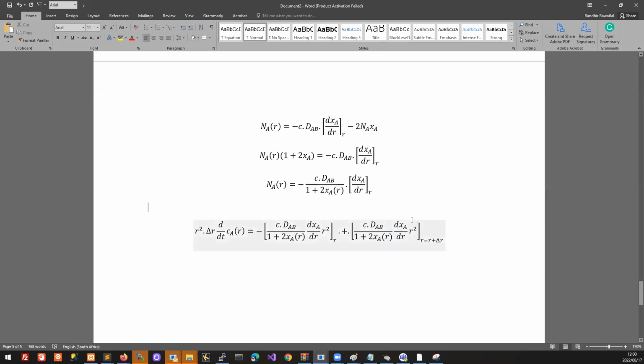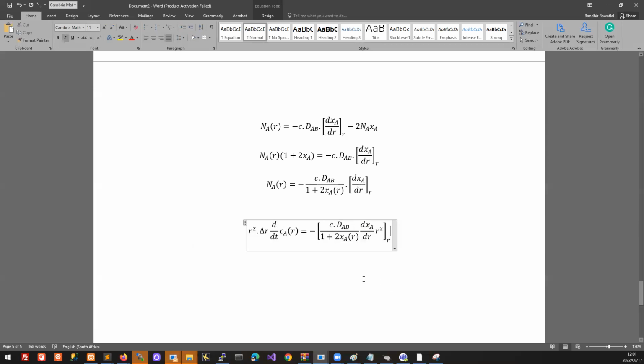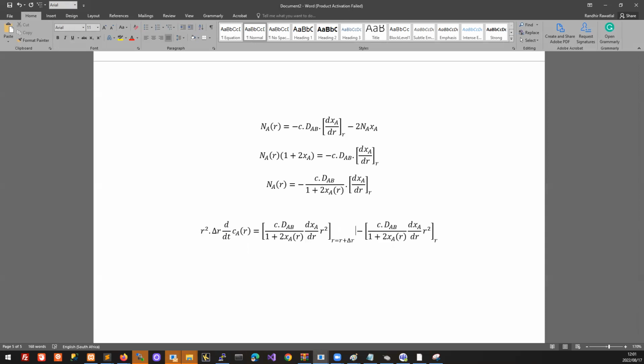You can't cancel these R squareds because all of this is a function of R plus delta R. So this is still R plus delta R squared. You can't cancel this with this R squared and this R squared. So you have to leave it there. The CDAB, I guess we can remove as constants, but let's just leave them there for now. And then this plus, let's just move this to the other side. So it looks like this.